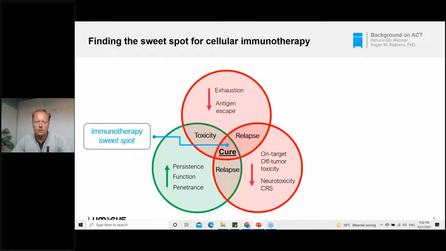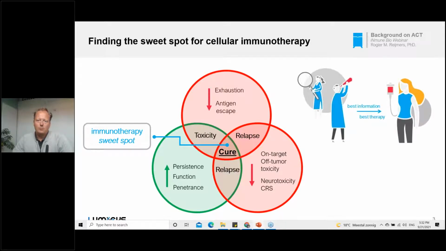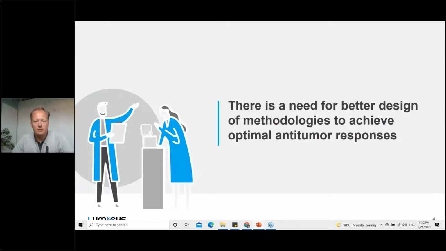So I think in general, with cell therapies, we are looking for the immunotherapy sweet spot. So we would like to have low exhaustion, no possibilities for antigen escape, but also low on-target off-tumor toxicity. You would like to prevent neurotoxicity, cytokine storms, while you would like to increase the persistence and the function and the penetrance of your immune cell products. So you would like to prevent toxicity and relapse and really have a cure for patients, where you also need to tailor the therapies to the patients specifically. So best information should really result in best therapy. So we believe that there is a need for a better design of methodologies to achieve optimal anti-tumor responses.